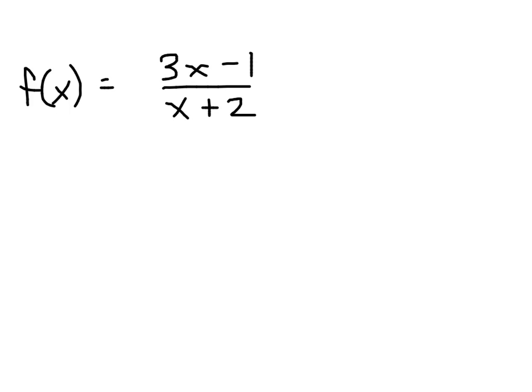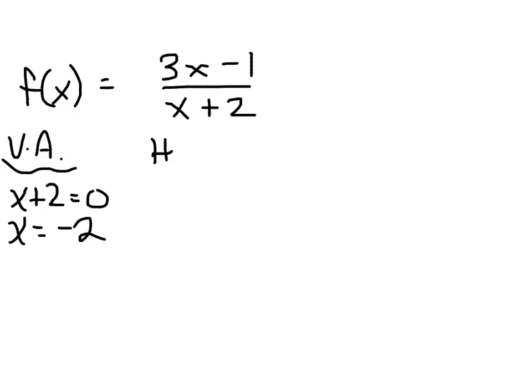So then, another one. f of x equals 3x minus 1 over x plus 2. To help us out, first thing I'm going to do, I want to find the asymptotes. Vertical asymptote. Set the bottom equal to 0. What is the bottom? x plus 2 equals 0. And when I solve for x, I get x equals negative 2.